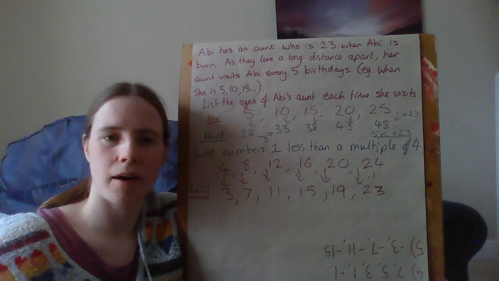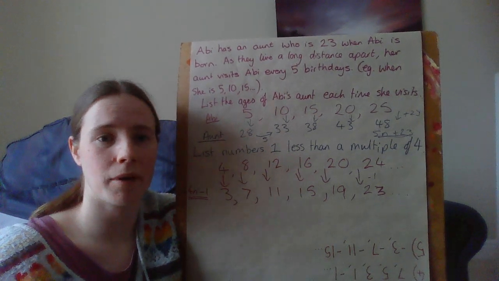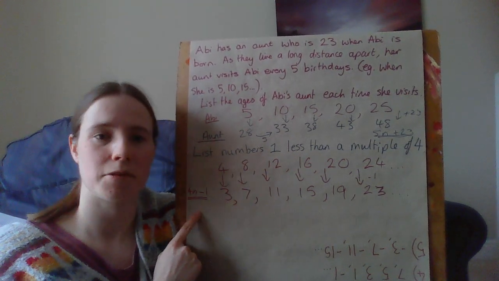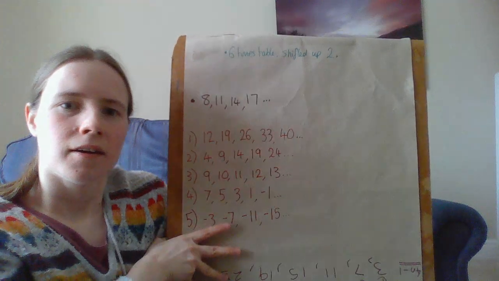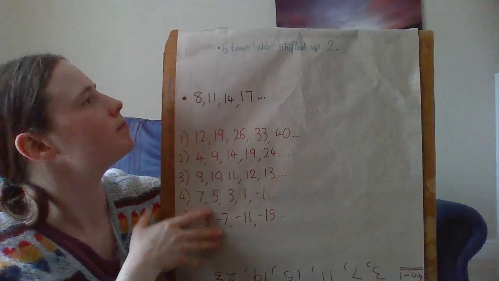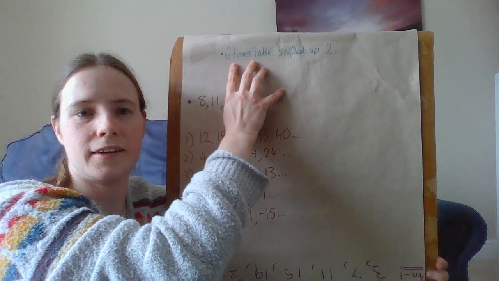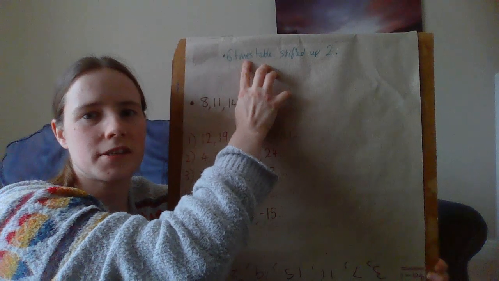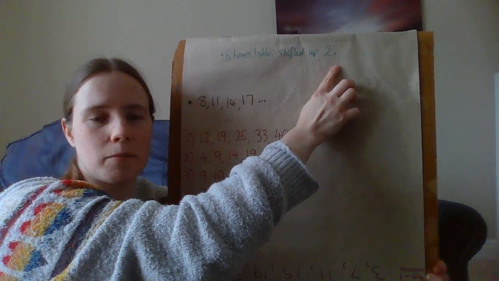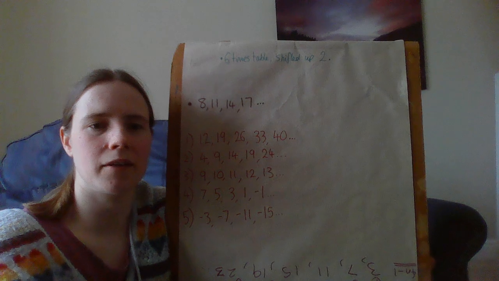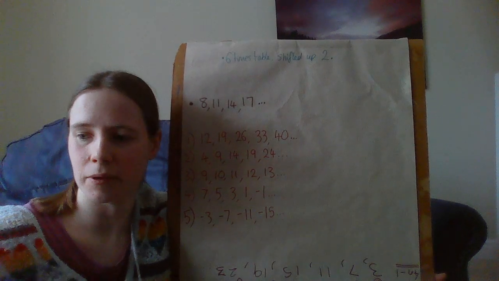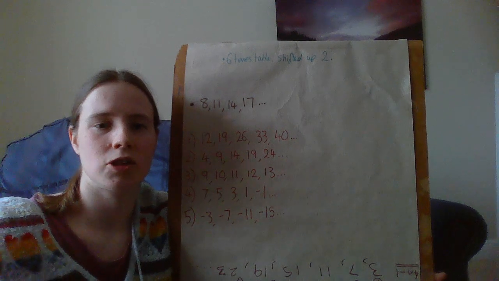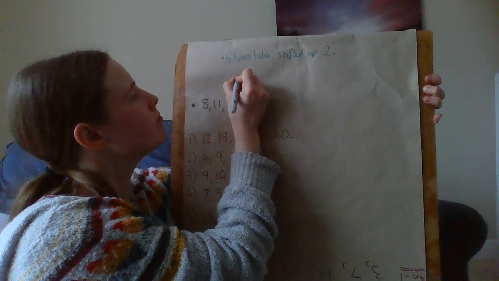I'm going to go through a more full process of how we're going to start thinking about bringing this algebra in now. Okay. Right. So first of all, let's say I described a linear sequence to you as the 6 times table shifted up 2. Pause the video now and see if you can write down the first 5 terms of that sequence. The 6 times table shifted up 2.